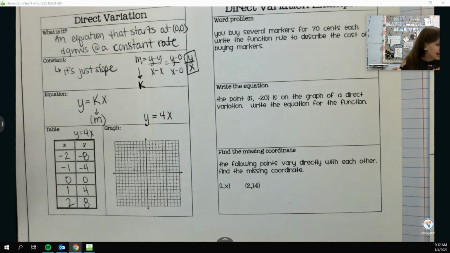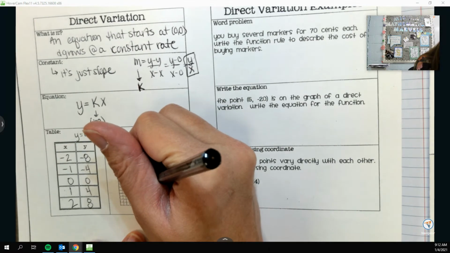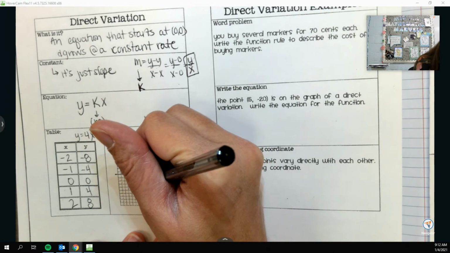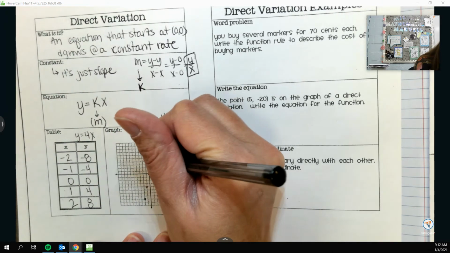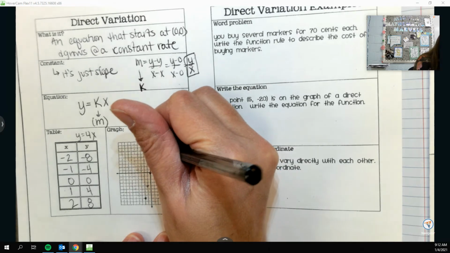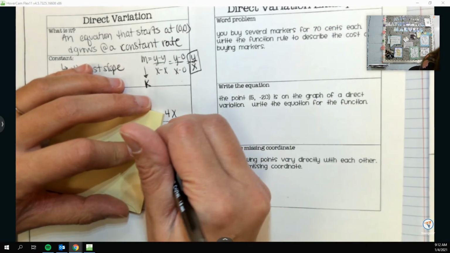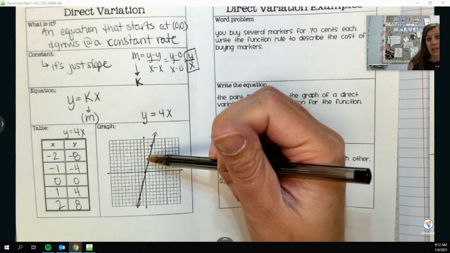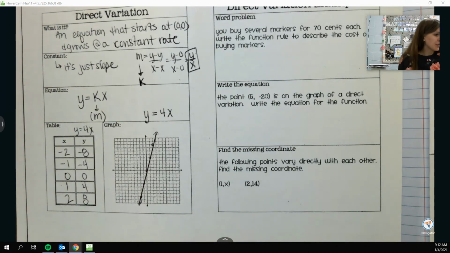And I can see that on my graph as well, because if I were to plot these points, so (-2, -8), (-1, -4), (0, 0), (1, 4), and (2, 8), we can get our nice straight line, which I don't know where my ruler went. And I can see that my slope is like up 4 over 1, so 4. I'm going through the origin, which I need to with direct variation, so there's all that good stuff.